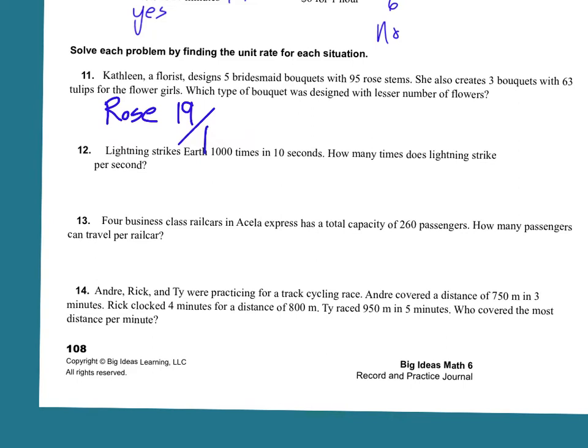Okay? For the other one, we'll call it the tulips. We're going to go 63 divided by 3, which is 21. So this is a 21 to 1 bouquet. So there's 21 flowers per one bouquet, and it wants to know which one is the lesser number of flowers. Well, we've got lesser here. 19 is smaller than 21. So we're just comparing the two different things by finding a unit rate.